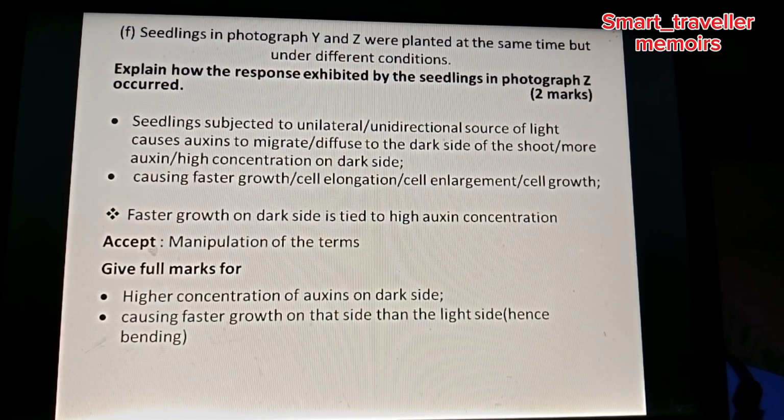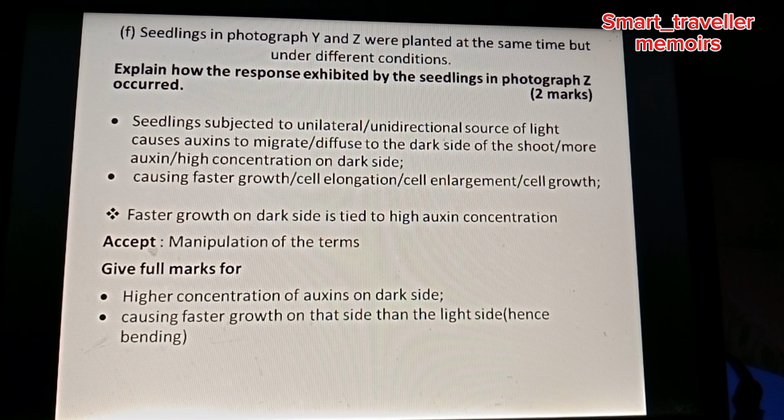Seedlings in Y and Z were planted at the same time, but under different conditions. Explain how the response exhibited by the seedlings in Z occurred. Seedlings are subjected to unilateral or unidirectional source of light, which causes auxins to migrate or auxins to diffuse to the dark side of the shoot, or more auxin or higher concentration on dark side.